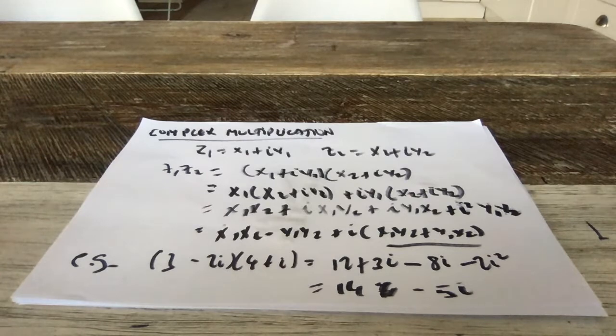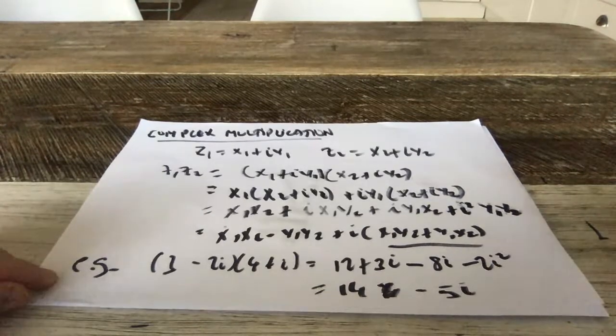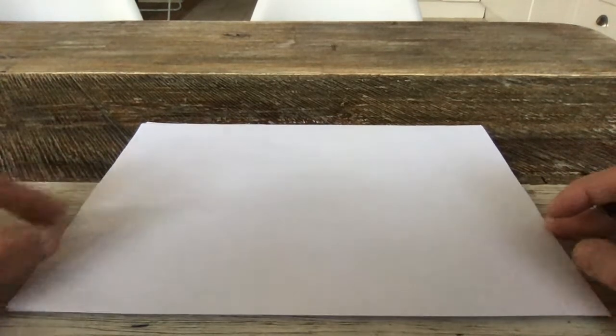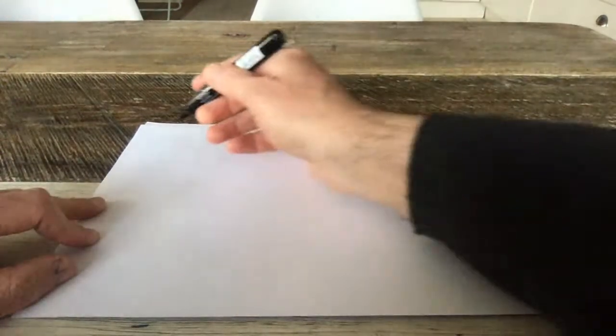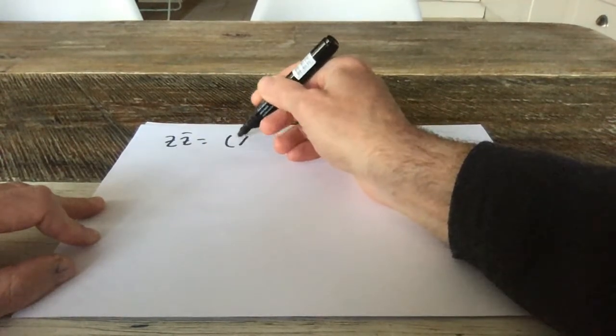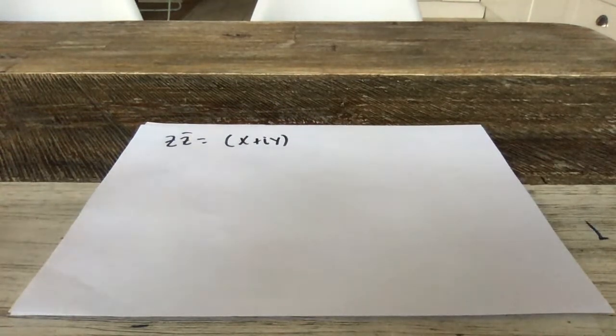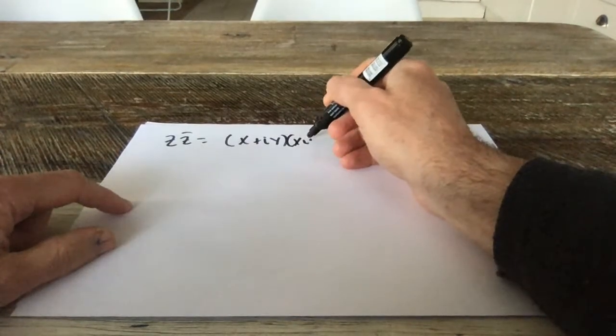Now, there's one very important multiplication that I want to talk about, just because it is very useful. It's one to do with the complex conjugate. So if you multiply z by its conjugate, what do you get? Let z be x plus iy. Now I don't need an x1 and y1 here because I've just got one complex number z. So if z is x plus iy, z bar is x minus iy.